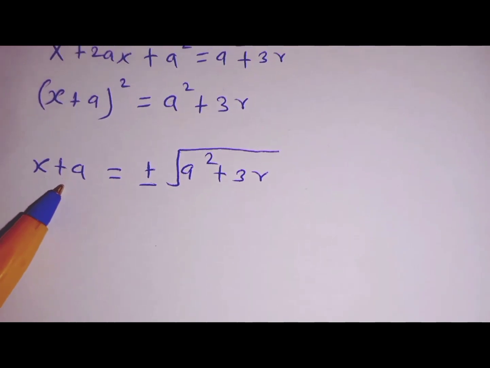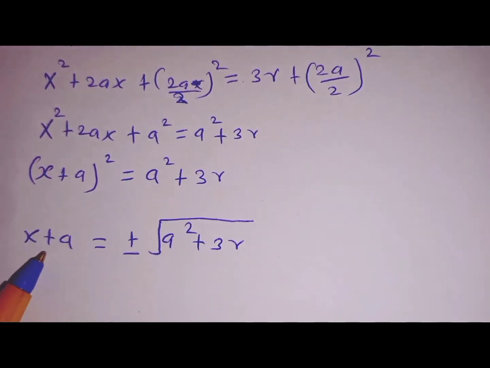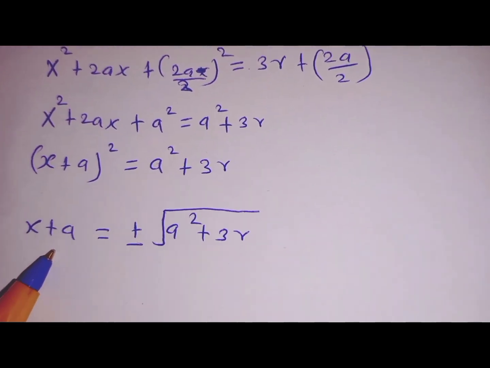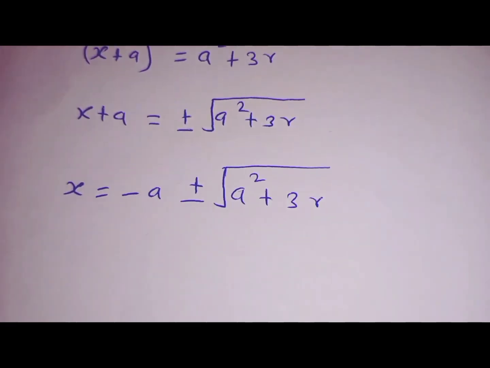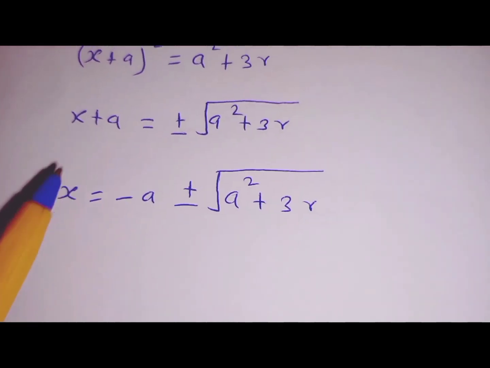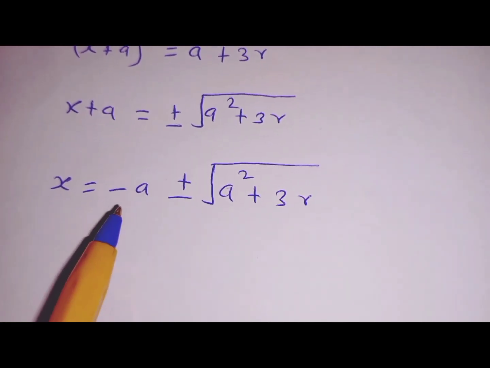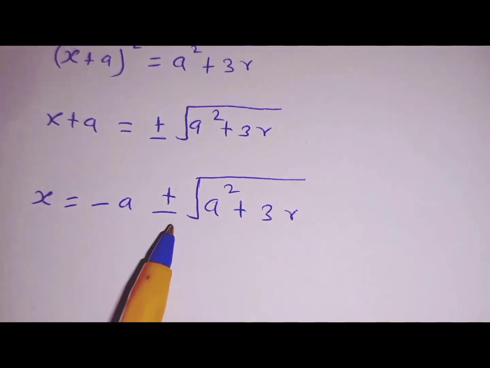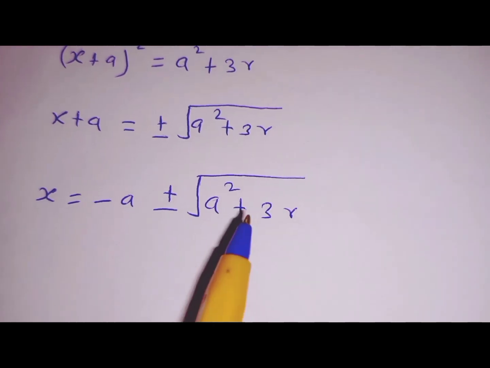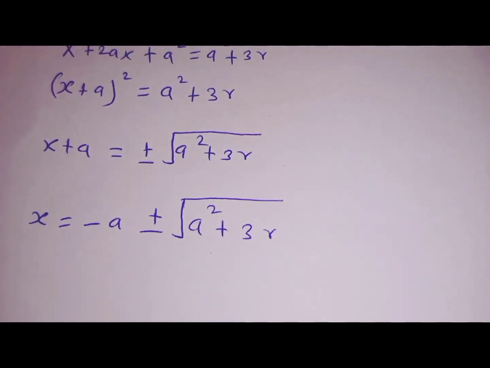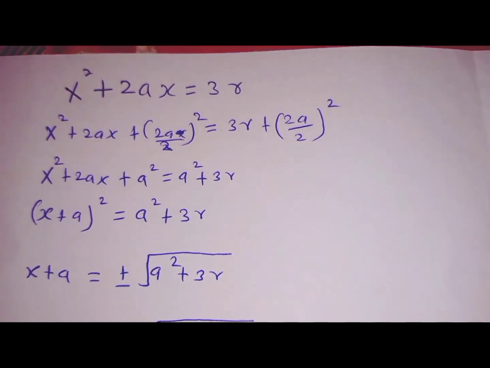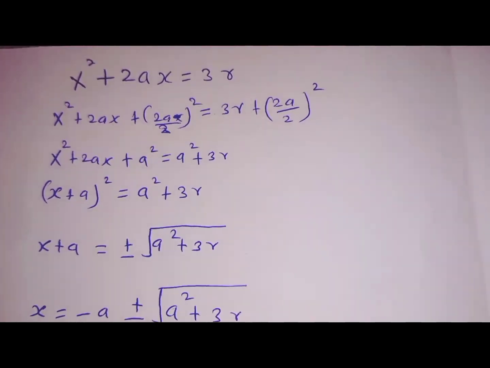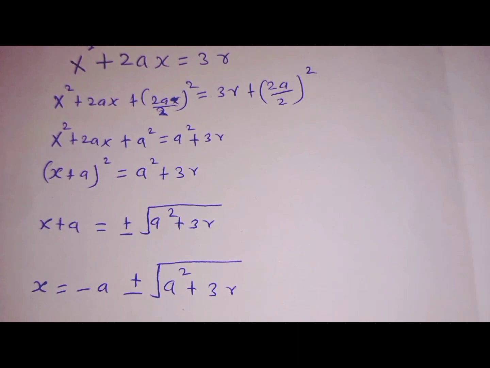Then from there we subtract a both sides, so that we shall be left with x on the left hand side. So subtracting a on both sides, we shall have x is equal to minus a plus or minus square root of a squared plus 3r. So that is how we can make x the subject of the formula from that equation in those simple steps.